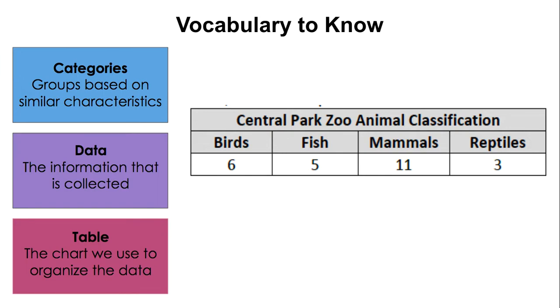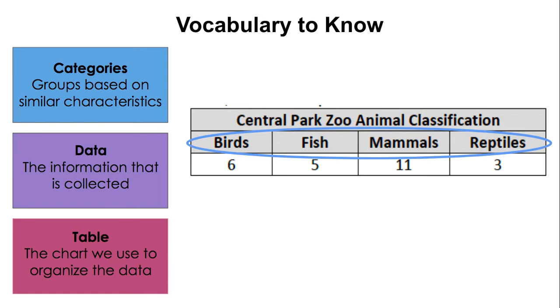That is groups based on similar characteristics. So you can group into similar groups based on things that are the same about a particular subject. For example, if I wanted to group friends who had blue eyes versus green eyes versus hazel eyes versus brown eyes, I'd have 4 categories, right? If I wanted to group animals like this classification chart, I see there that they group by birds, by fish, by mammals, and by reptiles. So the different type of animal that you might see at the zoo. So that is our categories.